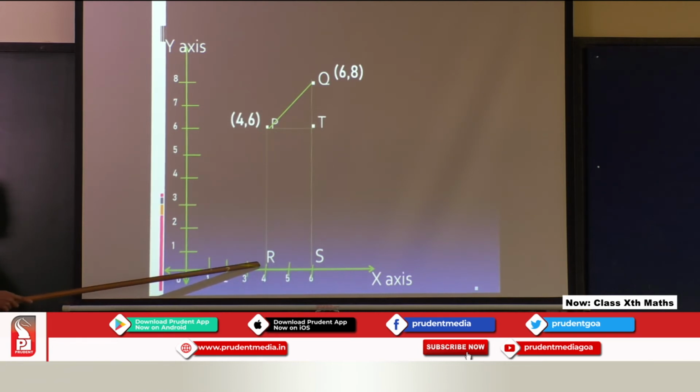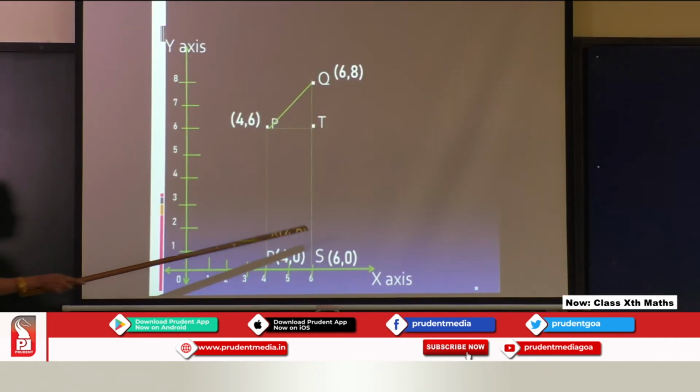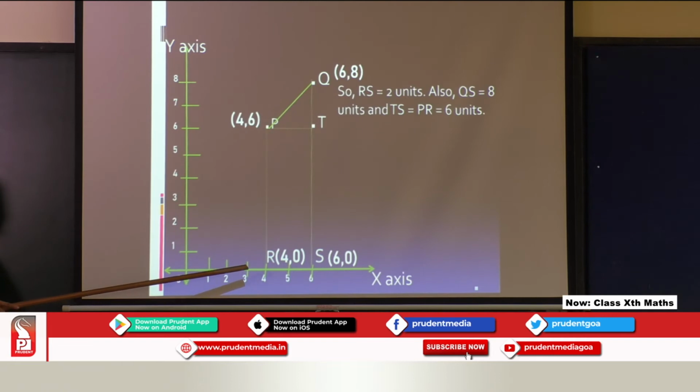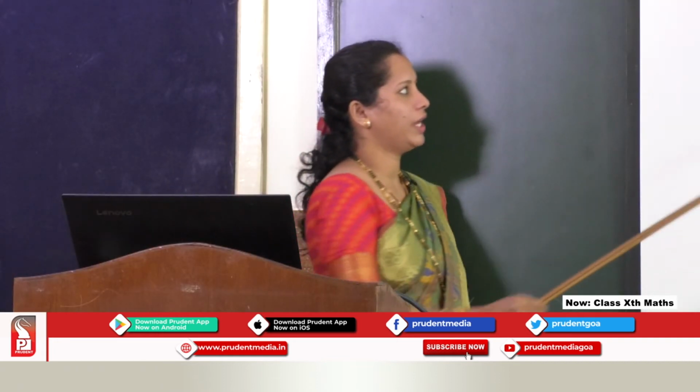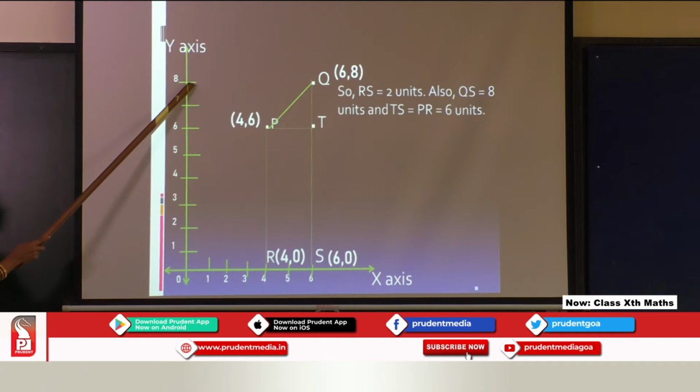Now what are its coordinates? The coordinates of R are 4, 0 and the coordinates of S are 6, 0. So here RS is equal to 2 units. How we get this 2 units? Here from the origin, from 0 to 6, this is 6 units, and from 0 to 4 this is 4 units. So 6 minus 4 is 2 units. So RS is equal to 2 units. Also QS is equal to 8 units, because on the y-axis we have the point 8.